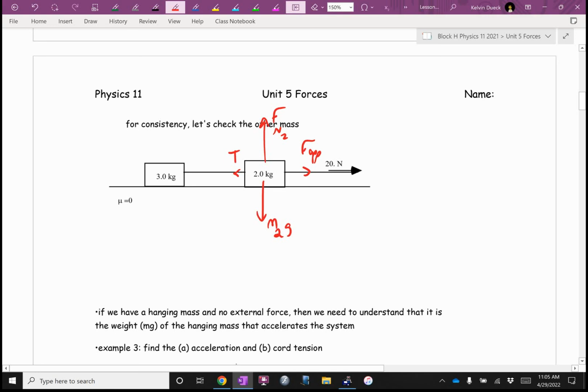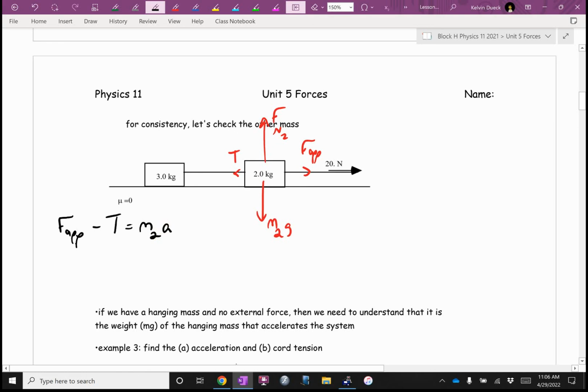Which way is the 2 kilogram mass accelerating? Who's winning? More specific in this free body diagram here. Who's losing? What's that going to equal? M2A. Because now I'm drawing a diagram only for mass 2. I'll get F applied minus tension equals M2A.